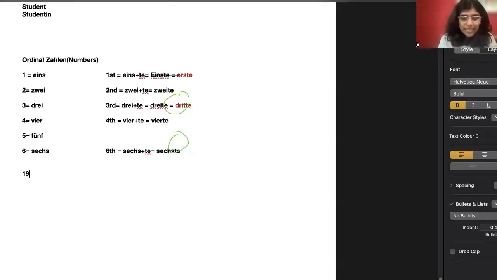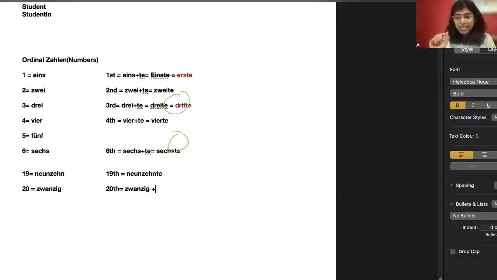Now, when we talk about 19th, 19 is neunzehn, and 19th is neunzehnte. Again, we are putting te. Now, 20 is zwanzig, and for 20th we put zwanzig. From 20 onwards, from 20, 21 till 99, we put ste. So it will become zwanzigste, not zwanzigte, just te, but ste.